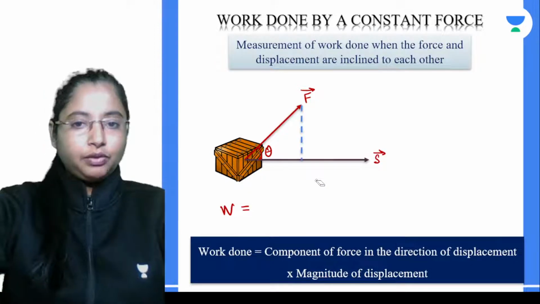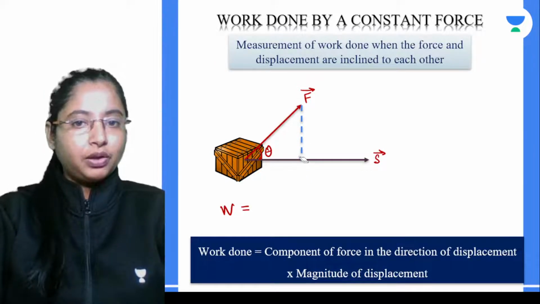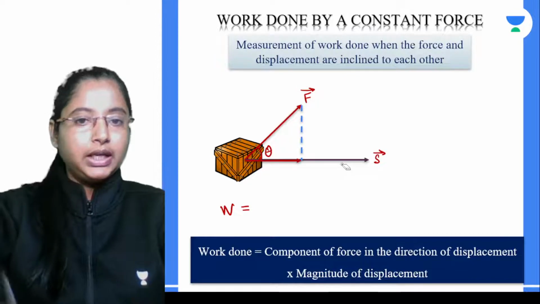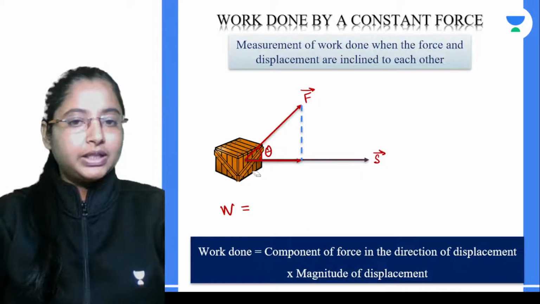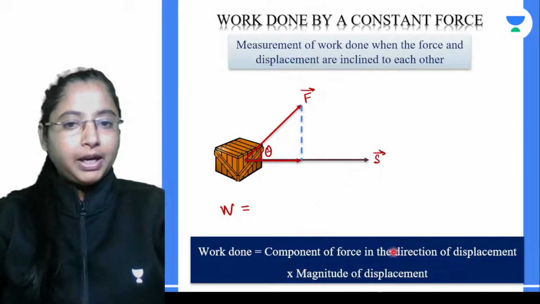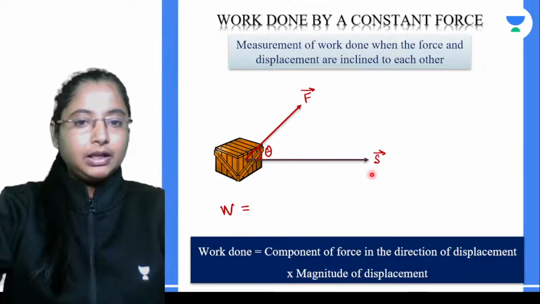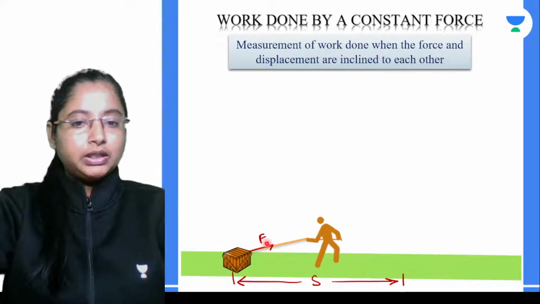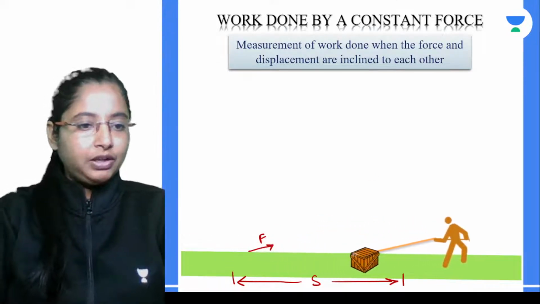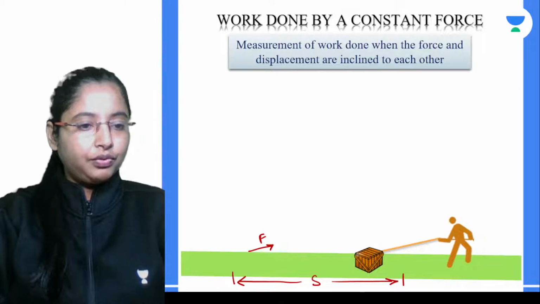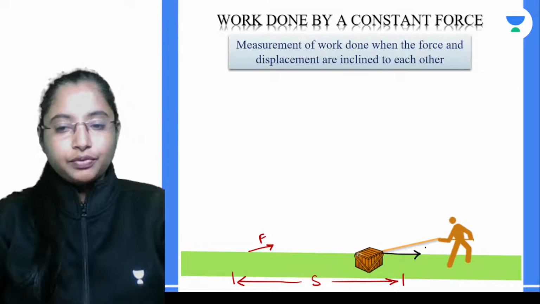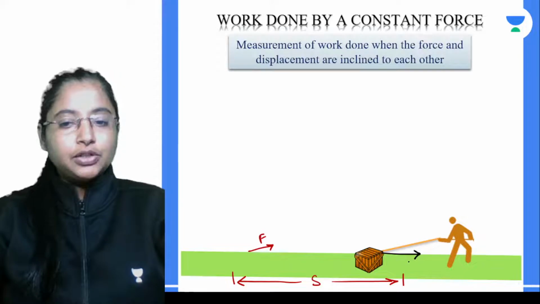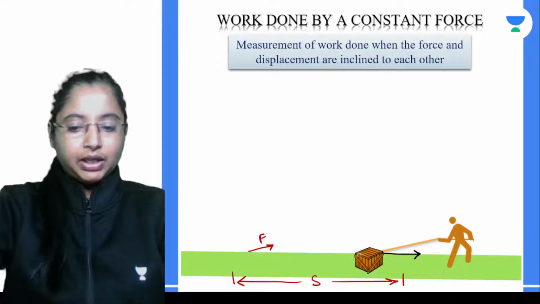To get that, we drop a perpendicular from the force and see where it meets this line, and this distance is the component of the force in the direction of displacement. We are going to multiply that with the displacement. That is, we look at the force applied and the displacement, and especially with respect to the force, we want the force that is in the direction of the displacement vector, right?